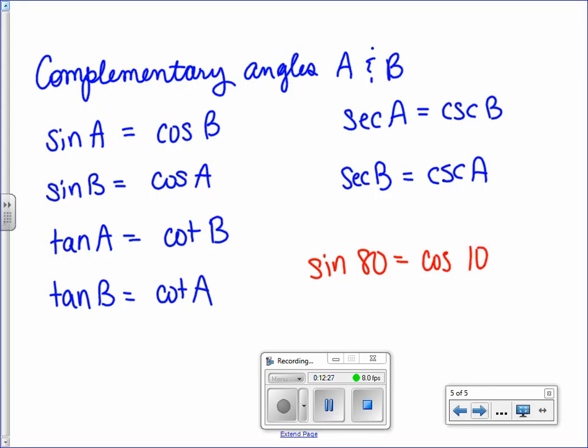See, the sine of A equals the cosine of B. A and B are complementary. They equal 90. So whatever gets them added together to equal 90, that's what you look at. Alright, everybody have that?